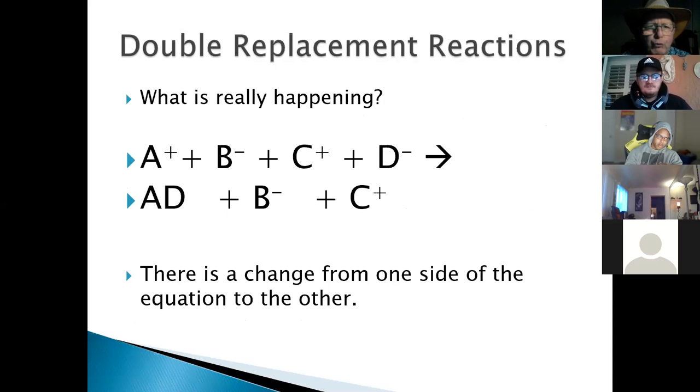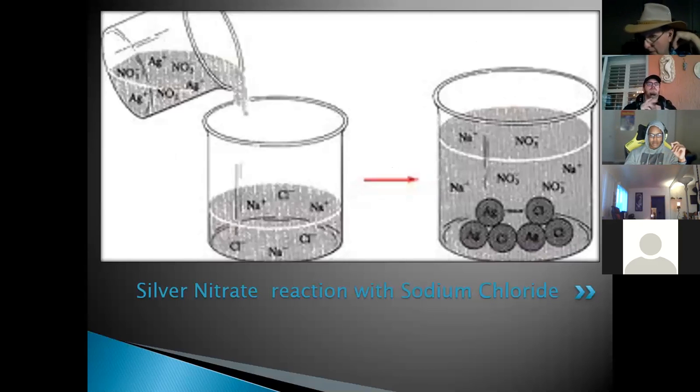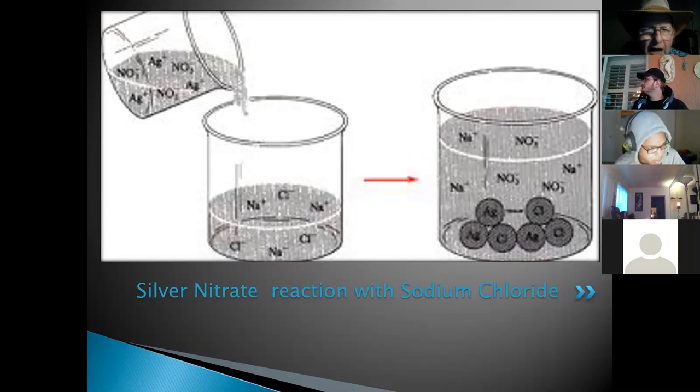All right. What is really happening? My ions are forming. My A reacts with D to make something that is not soluble in water. The right side is different from the left side of my equation. I'm getting a reaction to occur. If I put sodium chloride, I've got sodium ions and chloride ions, and in my other beaker, I have silver ions and nitrate, NO3 ions. I pour the silver nitrate solution into the sodium chloride. The silver reacts with the chlorine to make an insoluble silver chloride. The sodiums and the nitrates still float around in solution as ions.